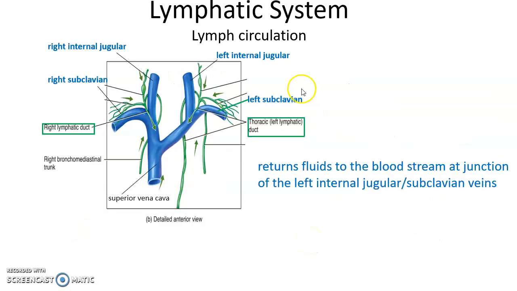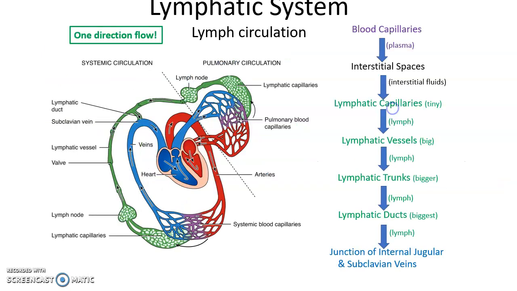And the ducts empty the fluid, dump the lymph, into the bloodstream at the junction between the subclavian vein and the internal jugular vein. So at the juncture between the subclavian vein and the internal jugular vein is where the lymph is returned to the bloodstream and becomes plasma once again.